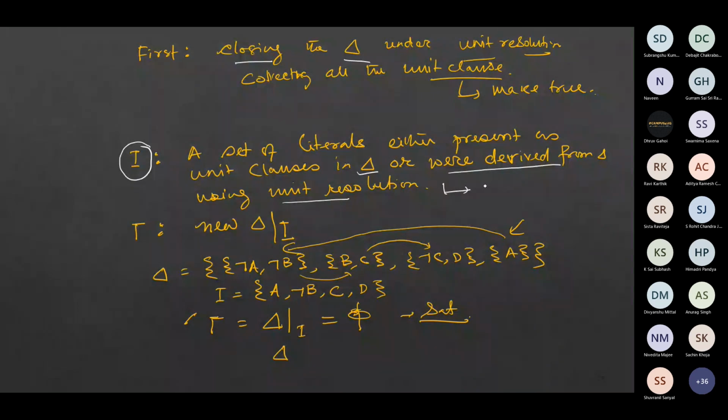true, right? So let's say our unit clause set I contains, say, A, negate B, or say negate C, right? Now, as they are unit clauses, you have to make them true. Otherwise, your knowledge base will have a contradiction. So in order to make this true, I have to set A to be true, B to be false, and C to be false.